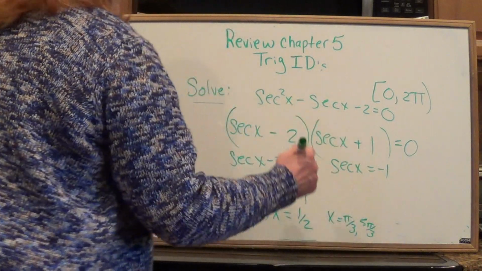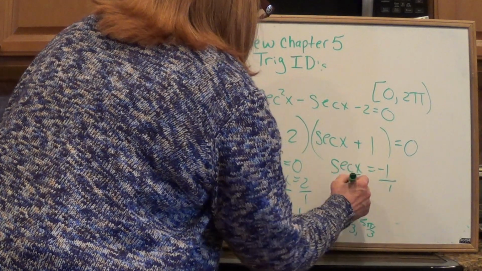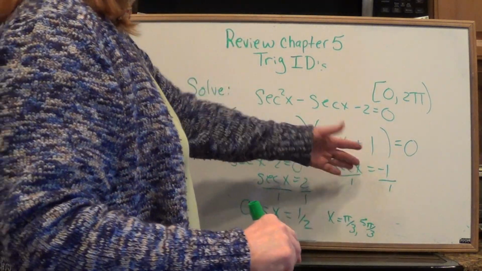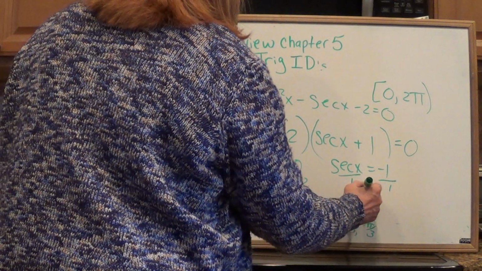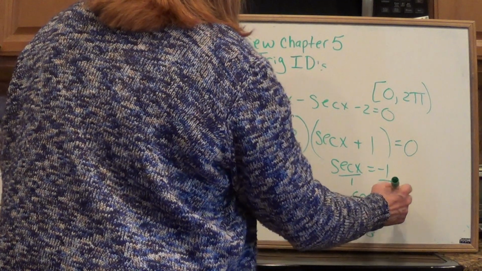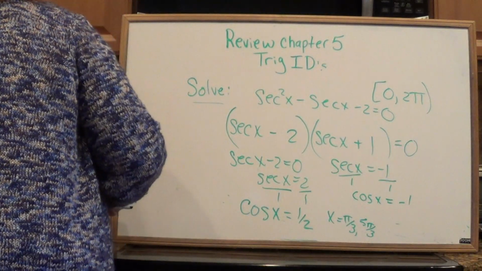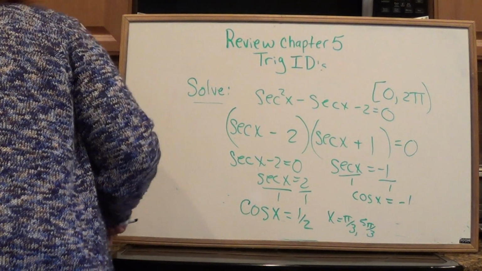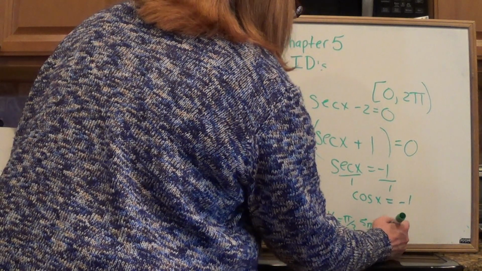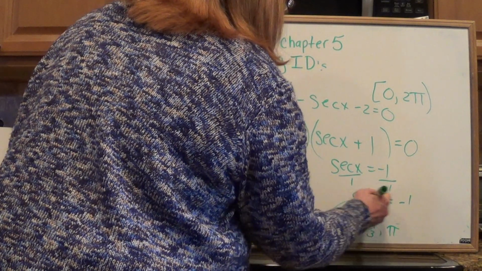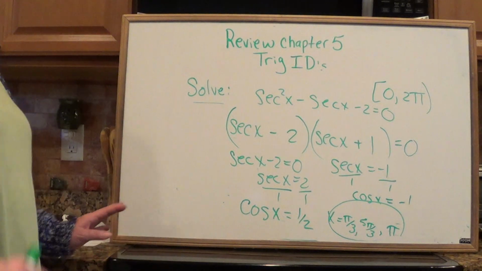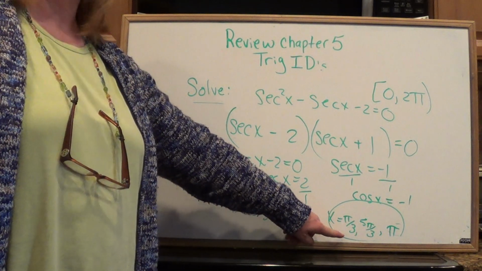And this is flipped as well, so when you flip secant here, again you get cosine, and -1 over 1 when it flips is still -1. So that appears at pi radians. So I found a solution to this equation at these 3 places.